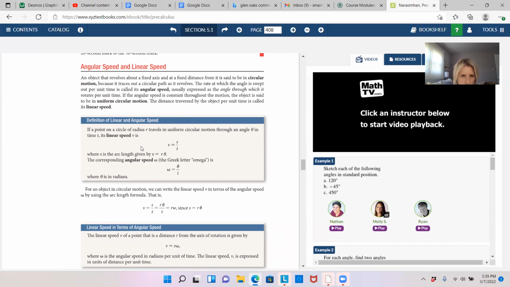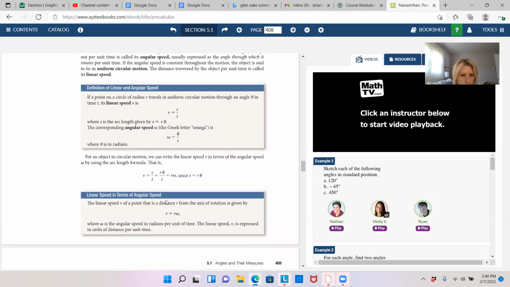So linear speed is equal to the arc length S divided by time, where S is the arc length given by the radius times the angle in radians. The corresponding angular speed, using the Greek letter omega, is your angle theta divided by time, where theta is in radians. Because we can interchange your arc length with your radius times your angle, we can write your linear speed in a couple different ways.